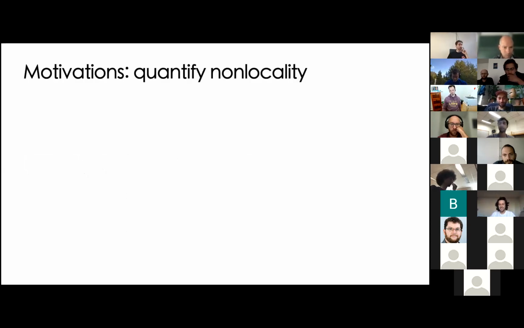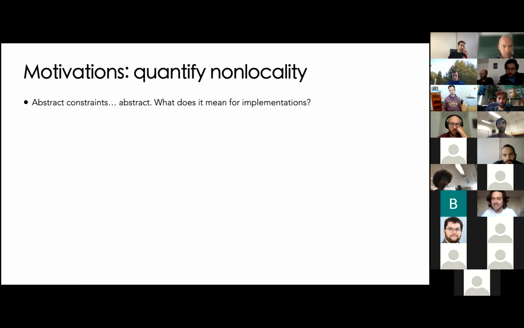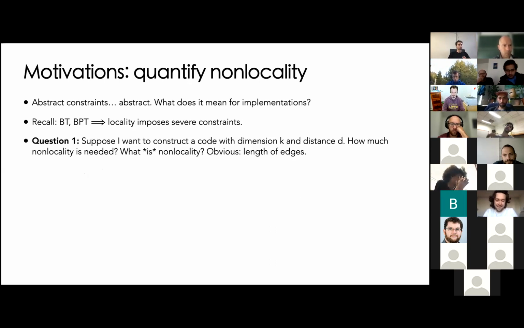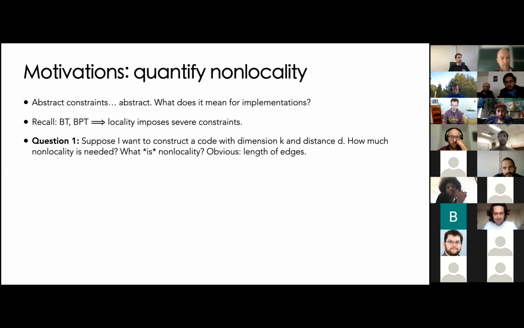The second part of our talk involves how one could actually construct LDPC codes, say in 2 or 3 dimensions. The bounds that we've had so far are just abstract bounds, and we'd like to understand what they mean for implementations. As you remember, this story started with the Bravyi-Terhal bounds and the Bravyi-Poulin-Terhal bounds, which tell you that locality imposes severe constraints on the construction of codes. This motivates the complementary question: suppose I have an LDPC code of code dimension k and distance d. How do I construct it? How much non-locality is needed, and what do I mean by non-locality?